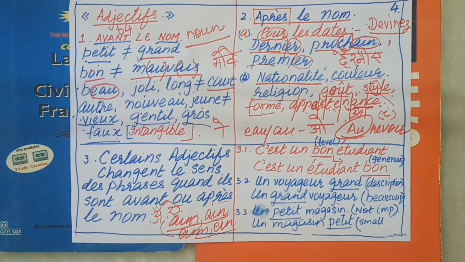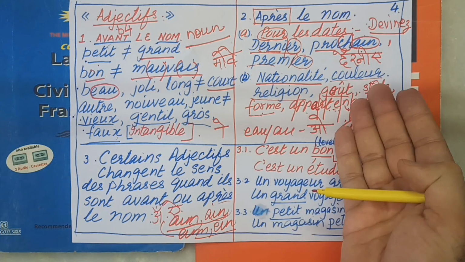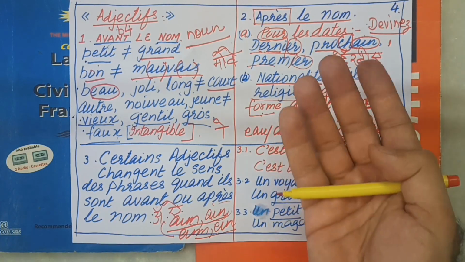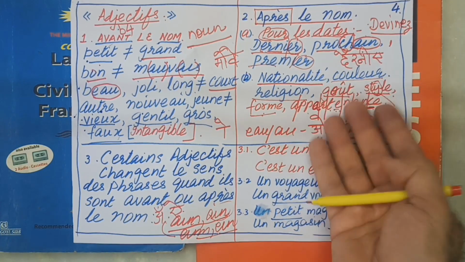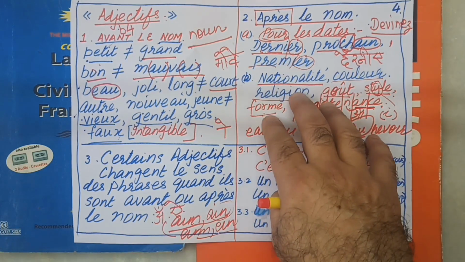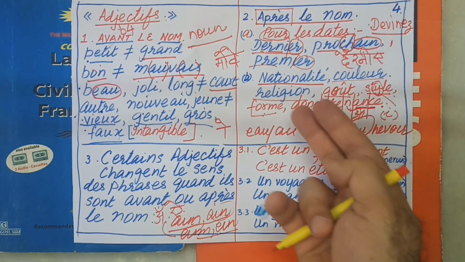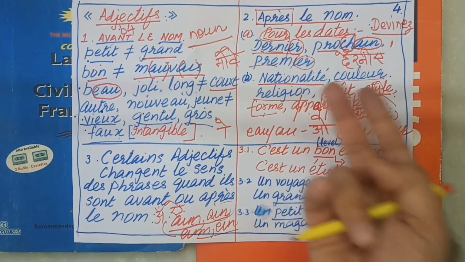Appartenance means appearance. So these are the nouns referring to these particular things. Adjectives. These are the adjectives that refer to the dates, like here pour les dates, for nationalities, color, religion.